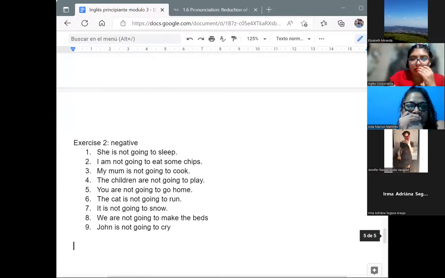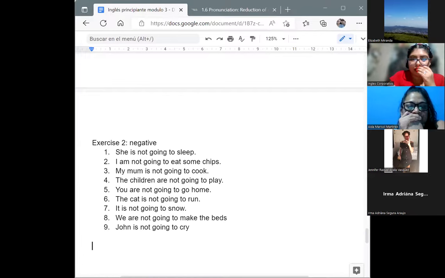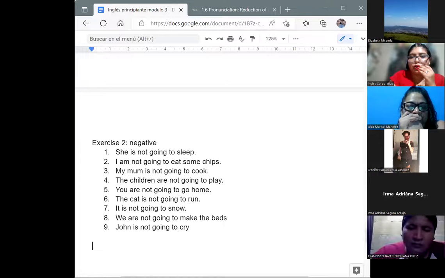So let me move this one a little bit, because I need you here. So here we are going to have the holidays in the US and I'm going to make a table.